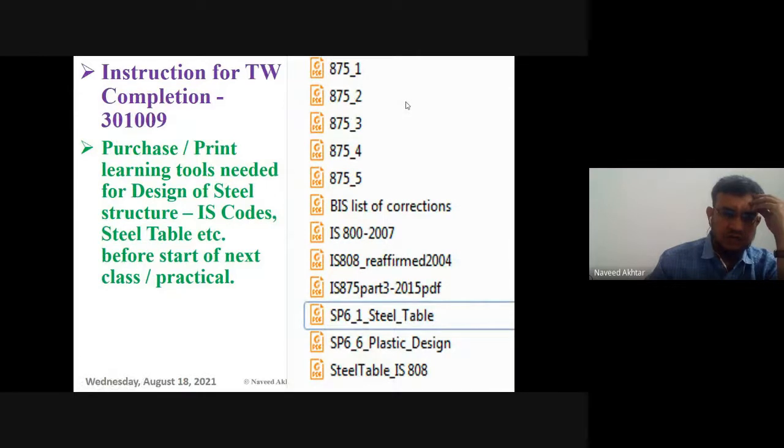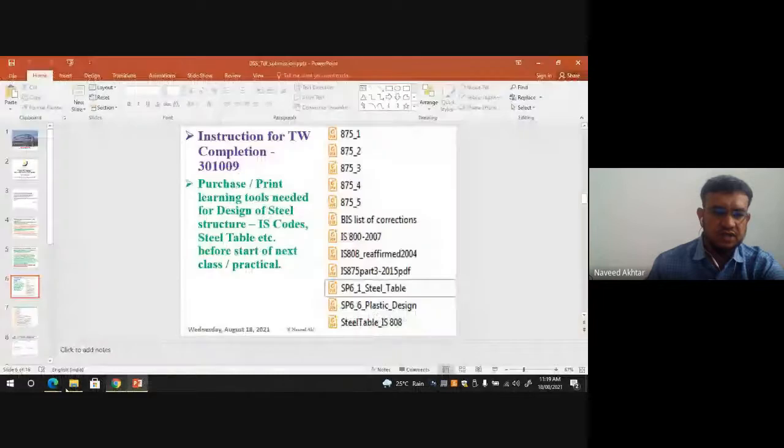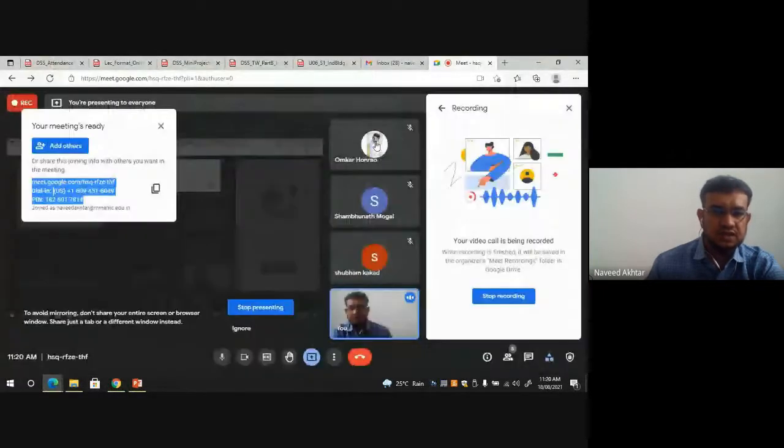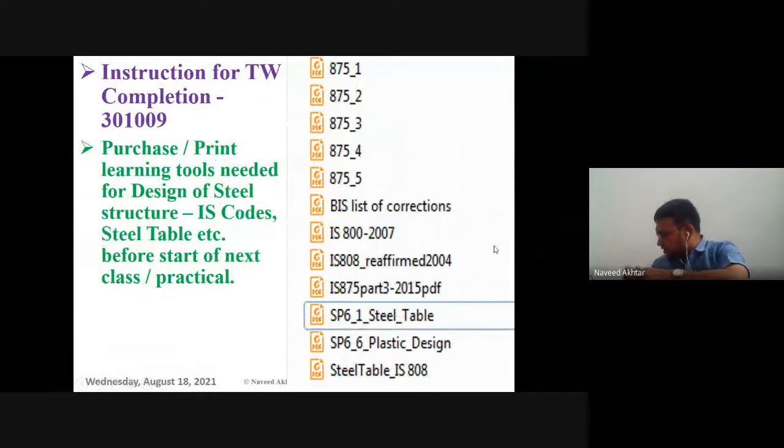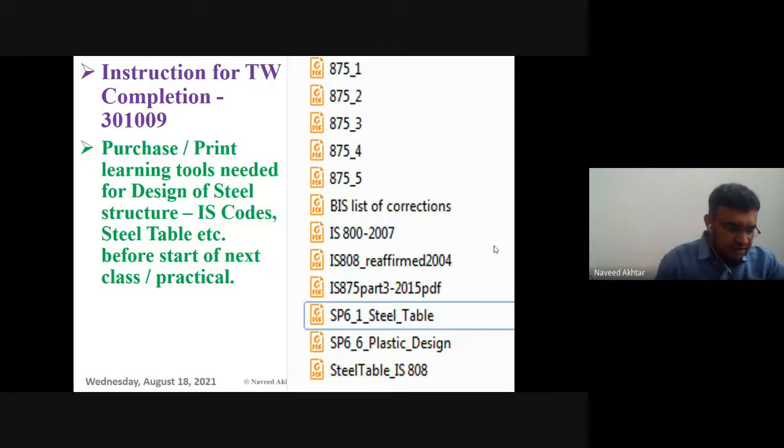Then also I have told you that you should purchase the print or the learning tools needed for design of steel structures. In that case, the IS codes are very important. You have to purchase the IS codes. And if you have the IS codes, then you can easily do your design work, design calculation, and also drawing, on your own, and also you will get guidance from the subject teacher as you report. If you are not doing the work, then you will not face the problem, or you will not figure it out. You will not get it.